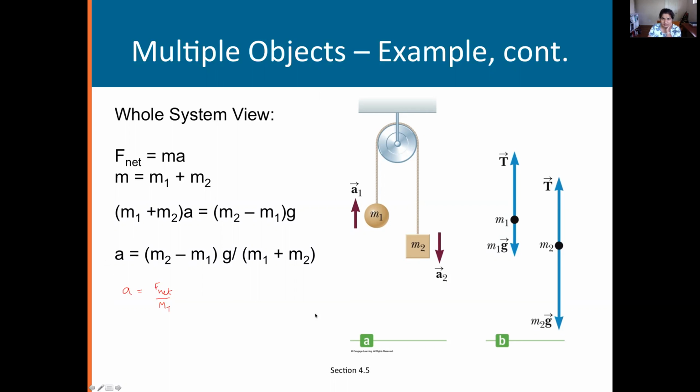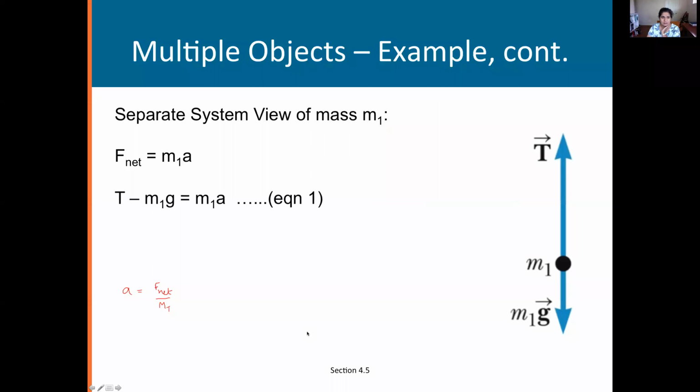Let's look at the system now as two separate objects and then solve those two equations simultaneously. So if we look at the first object, M1, the forces on it were the tension upwards and M1g downwards. So F net here is just T minus M1g. This is my F net. And m times a is just this mass. Only one mass you need to consider now. So M1 times the acceleration. This is my equation 1.